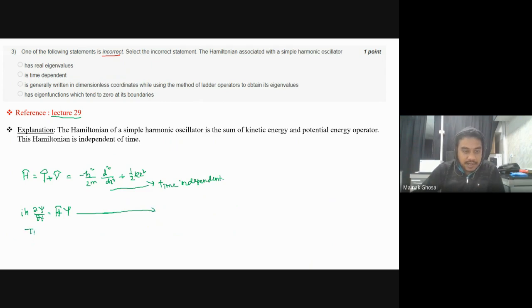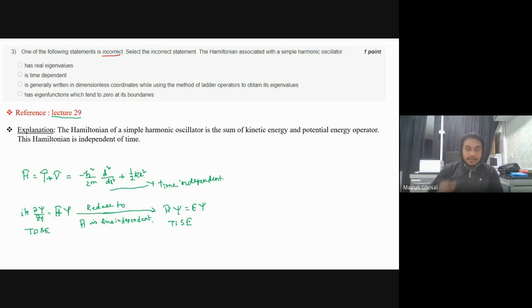this is the time dependent Schrodinger equation. It will reduce to the time independent Schrodinger equation under only one condition. The time independent Schrodinger equation will be H psi equals E psi. This is the time independent Schrodinger equation. Only one condition you need to fulfill, that H is time independent. If this condition is satisfied, then you can convert the time dependent Schrodinger equation to the time independent Schrodinger equation.